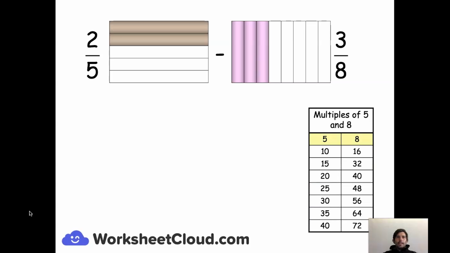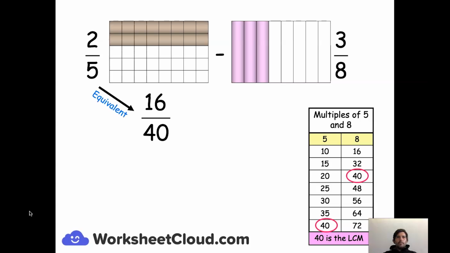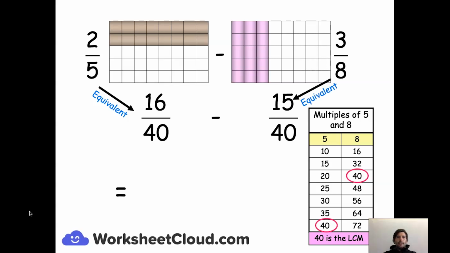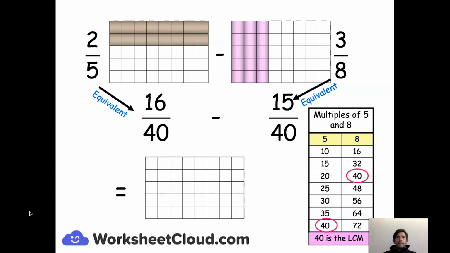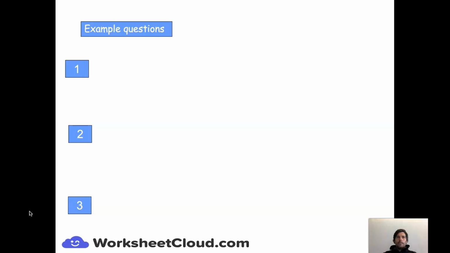I must write out their times tables, look for the lowest number that occurs in both sets, and then change my original fractions to fractions out of 40. I do that by multiplying 2/5 by 8, so that gives me 16/40, and I know that I must multiply 3/8 by 5 to give me 15/40. Now I know that 16/40 minus 15/40 is going to give me 1/40.